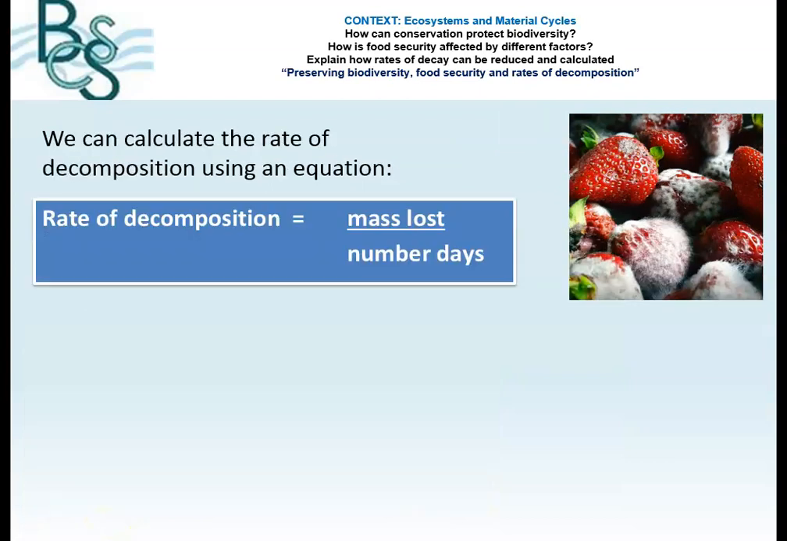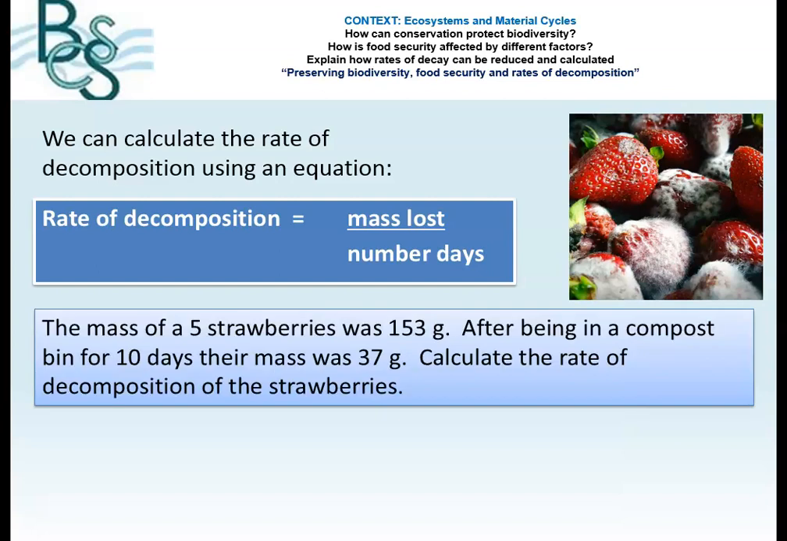So you need to be able to calculate the rates of decomposition using an equation. It's nice and simple. So the rate of decomposition is the mass lost divided by the number of days. So we've got an example here. The mass of 5 strawberries was 153 grams. After being in a compost bin for 10 days, their mass was 37 grams. Calculate the rate of decomposition of the strawberries. See if you can have a go. Pause the video. Okay, hopefully you've had a try.